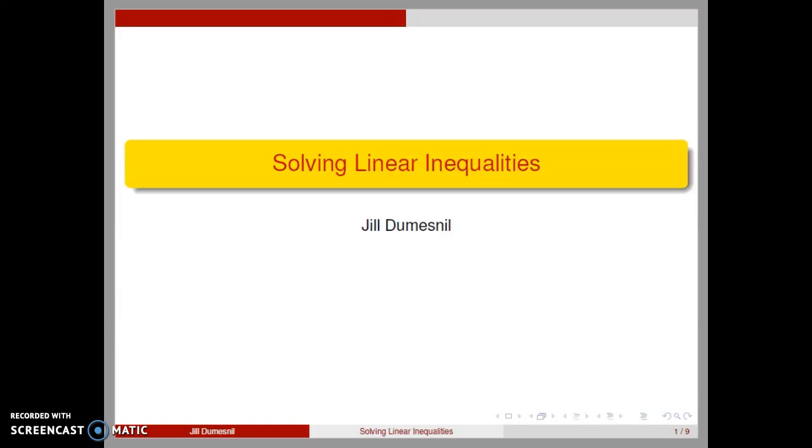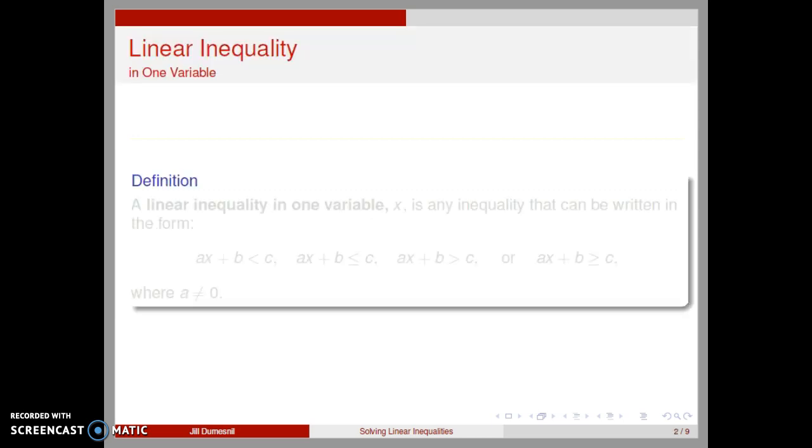We will review the procedures for solving linear inequalities and provide examples. What is a linear inequality?